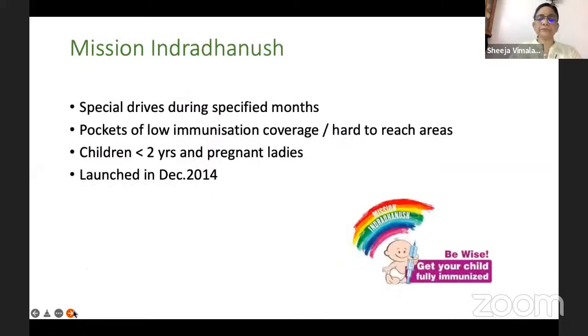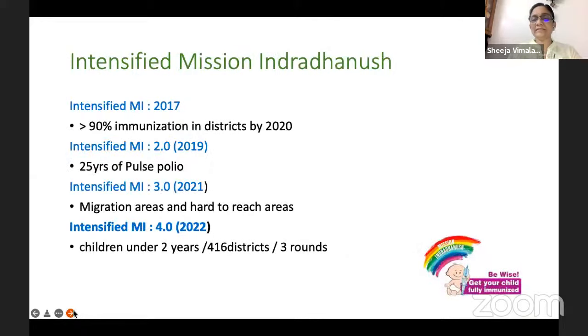So now a word about Mission Indradhanush, because that is something that is often a question in the theory papers also. What is Mission Indradhanush? It is a special drive during specified months that mainly targets pockets of low immunization coverage and hard to reach areas. And the target is especially children less than 2 years of age and pregnant ladies. The first time it was launched in December 2014. And after that, in 2017, you had the intensified Mission Indradhanush, which was aiming at increasing the immunization coverage to more than 90% by 2020. After that, you have had many intensified Mission Indradhanush, and the latest is in 2022.